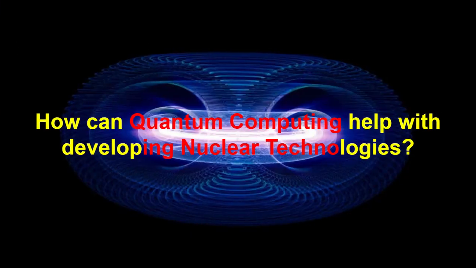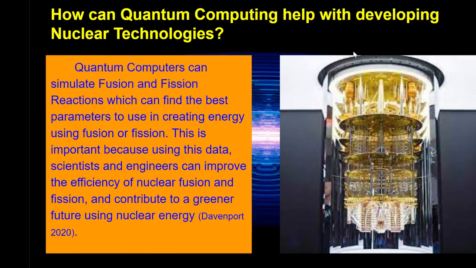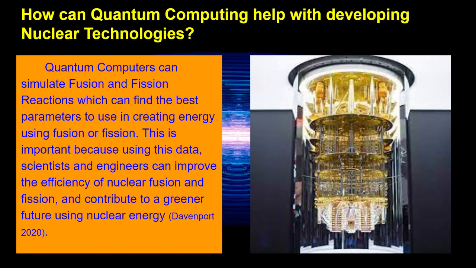So how can quantum computing help with developing nuclear technologies? It can help make nuclear power plants more efficient. Quantum computers can simulate fusion and fission reactions, which can find the best parameters to use in creating energy. This is important because using this data, scientists and engineers can improve the efficiency of nuclear fusion and fission and contribute to a greener future using nuclear energy.